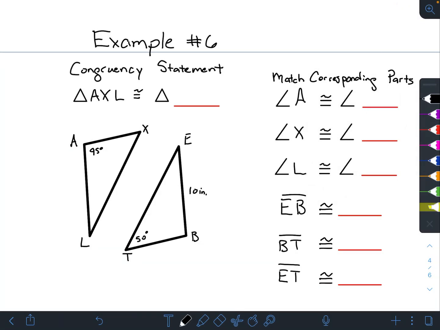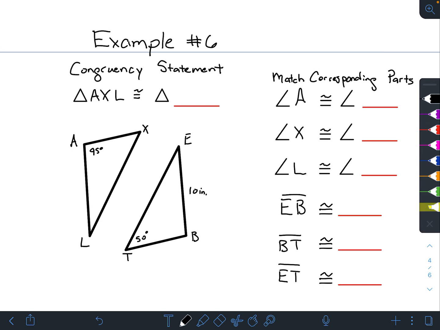All right, this is an example for number 6. On problem number 6, you could be asked to do one of two things here. You could be asked to write a congruency statement, or you could be asked to write congruency statements for all the matching parts or corresponding parts in the figure. So, how do I write a congruency statement?